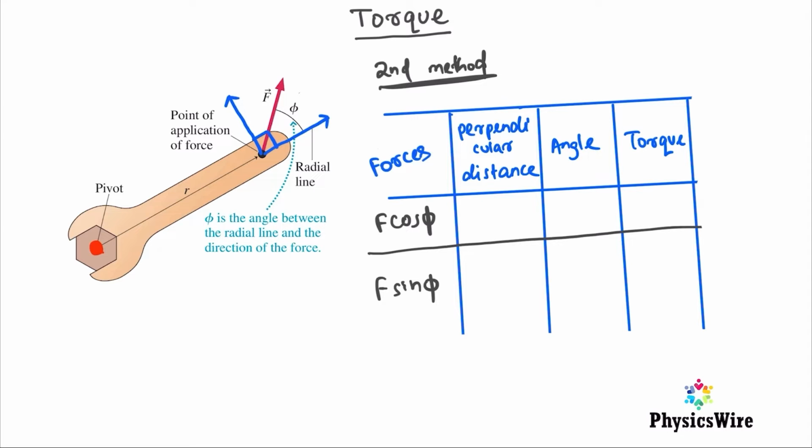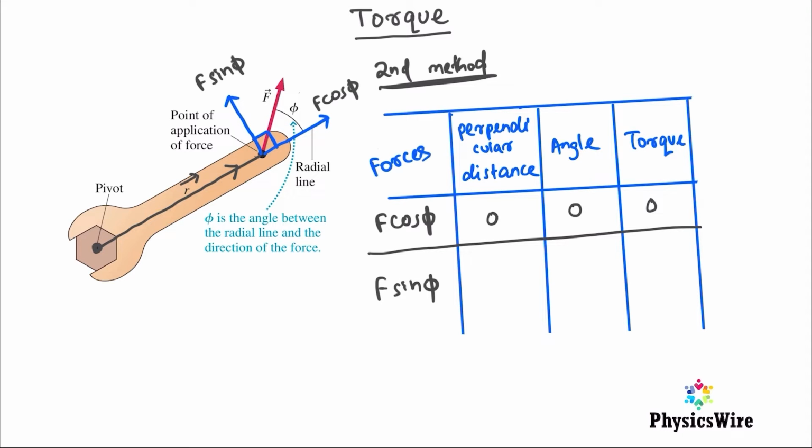Here we break this force into component forms. This one will be F cos phi and this will be F sin phi. This is the pivot, which is a fixed point. Now draw a straight line from the fixed point to the force. This is your r vector. Now you can see this r vector and this F cos phi vector are in the same line. So the perpendicular distance is 0 and the angle is 0, so the torque is 0.